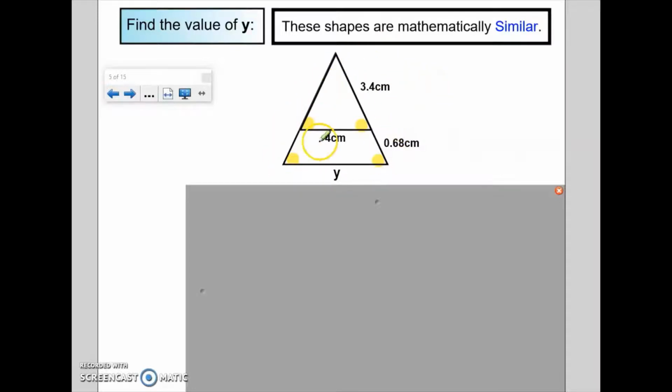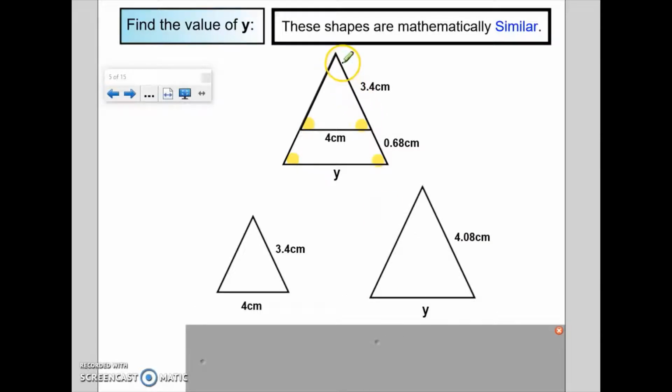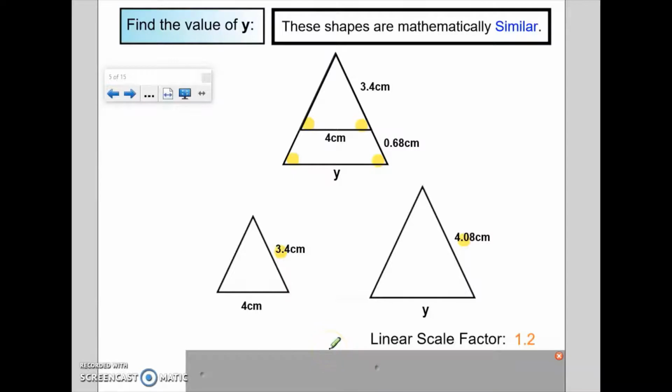So what I'm going to do is separate the question and draw it out so it's a little bit easier to visualize what we're working out. So I've just separated the question up there. Again, just remembering to add 3.4 and 0.68 together to give this full length here. Now I need to go ahead and find my scale factor. 4.08 divided by 3.4 is going to tell me that my scale factor is 1.2. So if I took 3.4, multiplied it by 1.2, I'd end up with 4.08 centimeters.